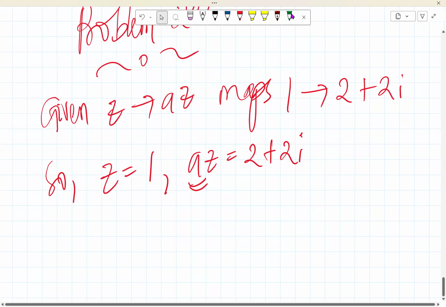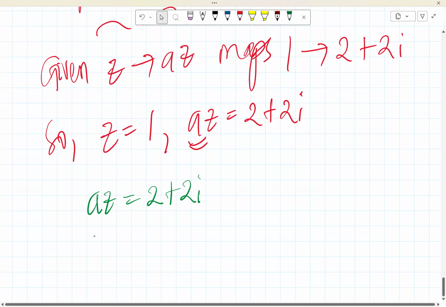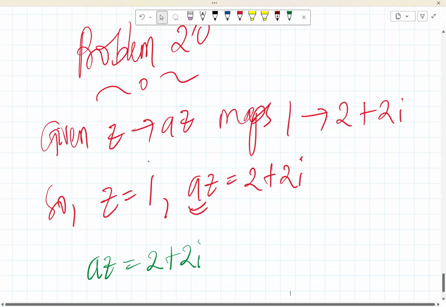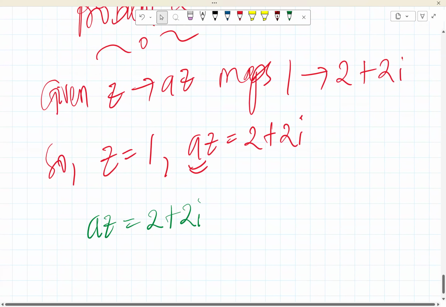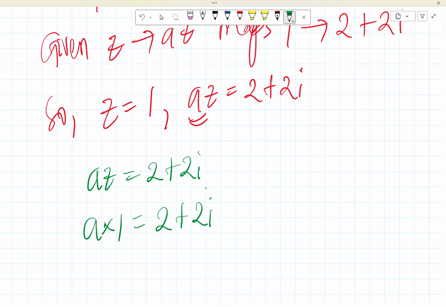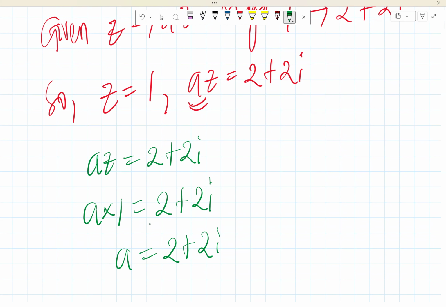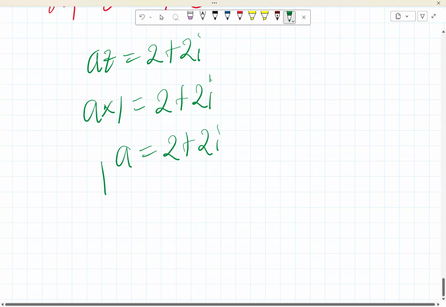So how do we find that? We know that AZ is 2 plus 2i, but Z is 1. So that means A multiplied by 1 is equal to 2 plus 2i. So simply A itself is simply 2 plus 2i. Easy peasy. So this is our A.